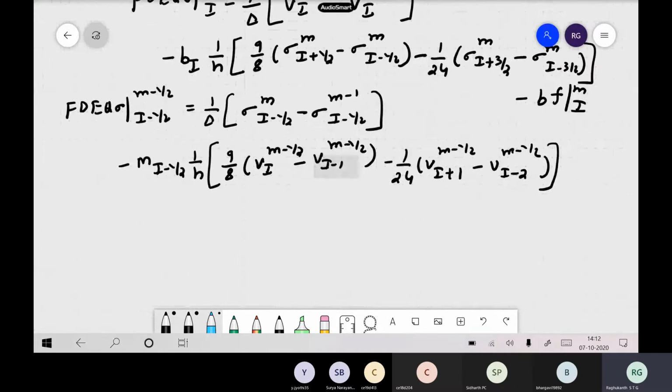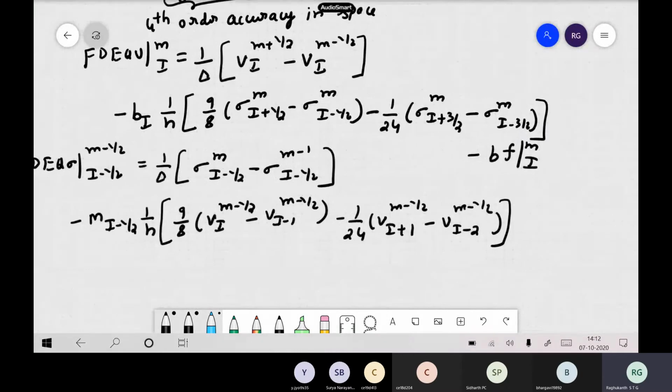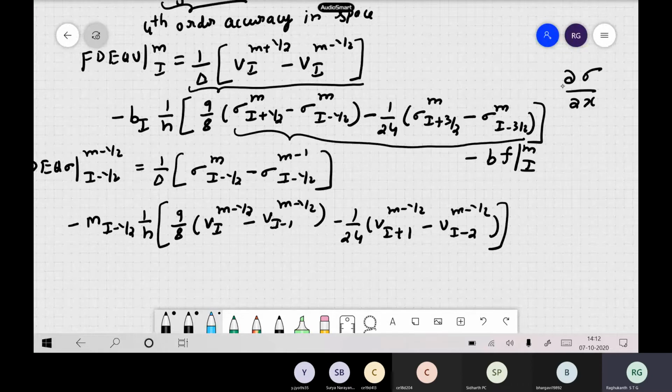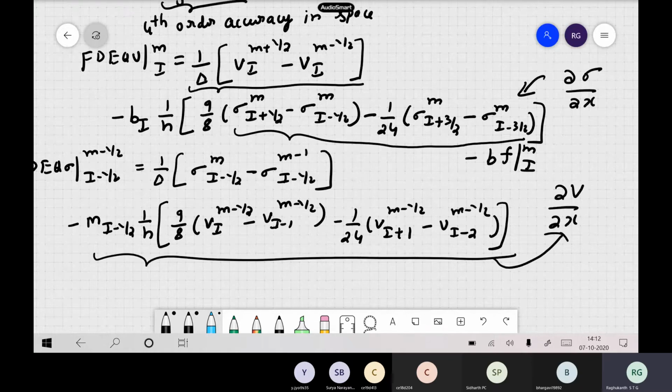Now what is the accuracy of these two finite difference schemes? The temporal derivative we have used only second order. But for finding the spatial derivative, this is the first spatial derivative only. So we have dou sigma by dou x, and we are writing it like this. Similarly dou v by dou x, we are writing this expression for dou v by dou x.